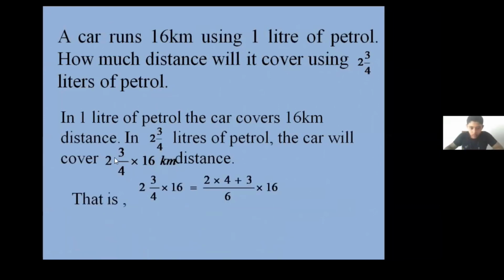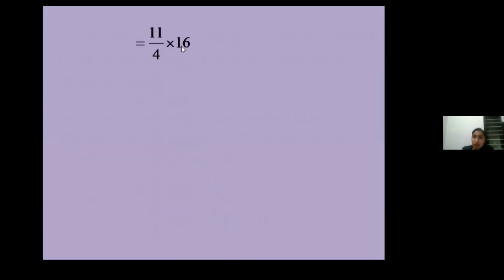For that, first we have to convert the mixed fraction into an improper fraction. That is (2 into 4 plus 3) by 4 into 16. 2 into 4 is 8. 8 plus 3 is 11. So the answer is 11 by 4 into 16. Here is the multiplication of a fraction with a whole number, so you multiply the numerator of the fraction with the whole number. That is 11 into 16, which is 176 by 4. If you divide 176 by 4, the answer is 44 kilometers. Is it clear?